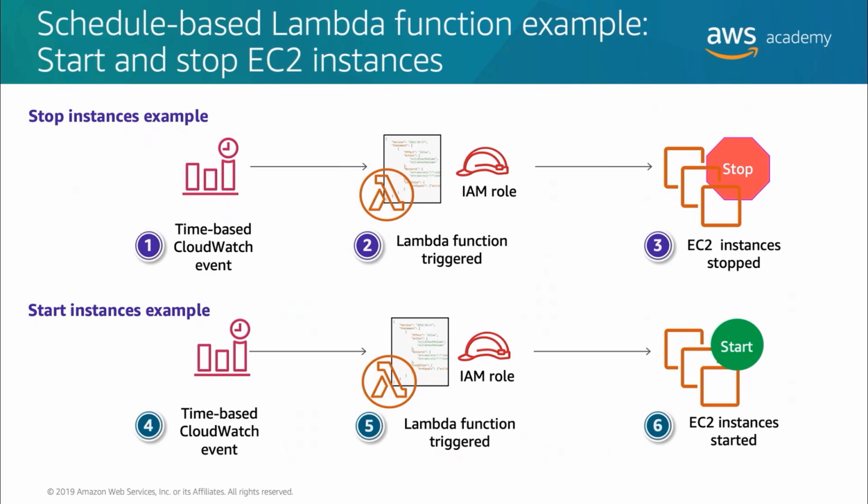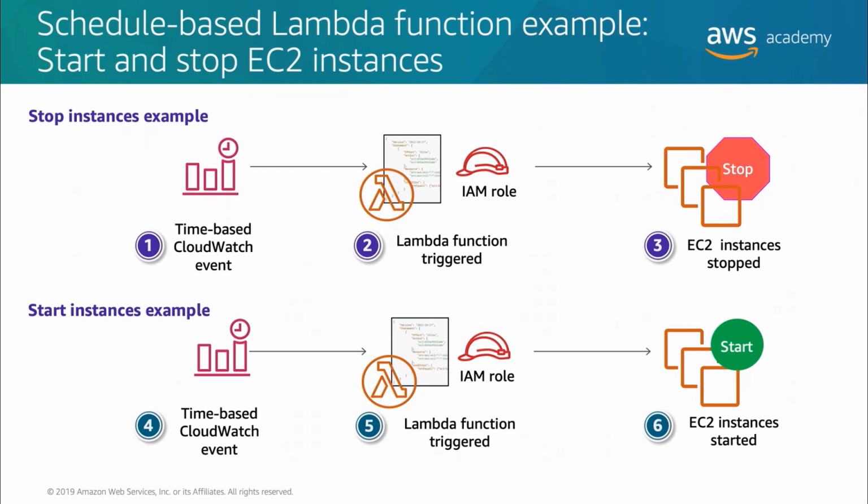And then you want to start the instances back up in the morning before the workday starts. In this situation, you could configure an AWS Lambda and Amazon CloudWatch events to help you accomplish these actions automatically. Here's what happens at each step in the example.